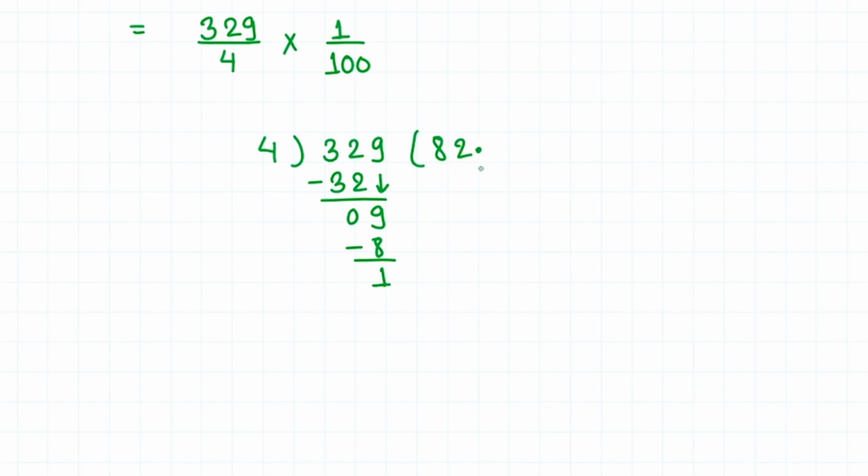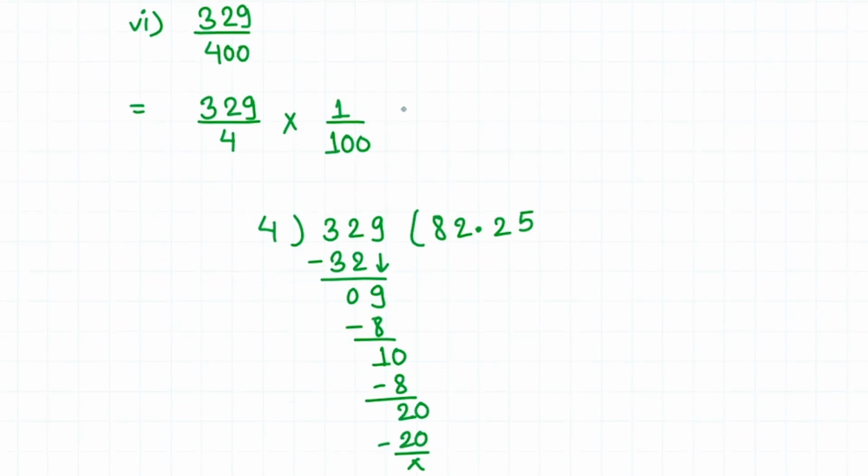Now we need to put a point over here, and then we can add a 0. So 4 times 2 is 8. Then we get 2, add another 0, and then we have 4 times 5 is 20, okay? And that's it. So we have 329 divided by 4 is 82.25, right? So we can write this 329 by 4 as 82.25. And then we can bring this 100 over to this side now. And we are going to get 82.25 divided by 100.